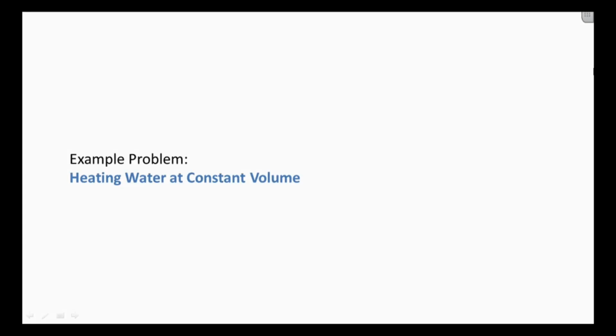This video is a step-by-step solution for the example entitled Heating Water at Constant Volume. In this example, you will learn about heating a given mass of water at constant volume and evaluating how the mixture of liquid and vapor evolves until all the water is in vapor form.